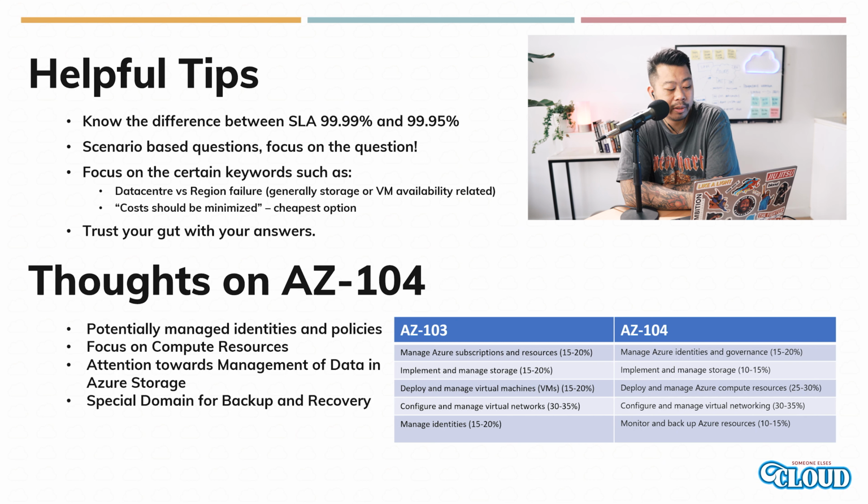Focus on certain keywords such as data center versus region failover. There might be questions around that. So just be aware of the differences because that will determine, I guess, your storage replication type. Big keyword is cost should be minimized. So that's generally the cheapest option that does the bare minimum. When it says that, the objective is cost should be minimized, so just choose the easiest or cheapest option that meets the minimum requirement.